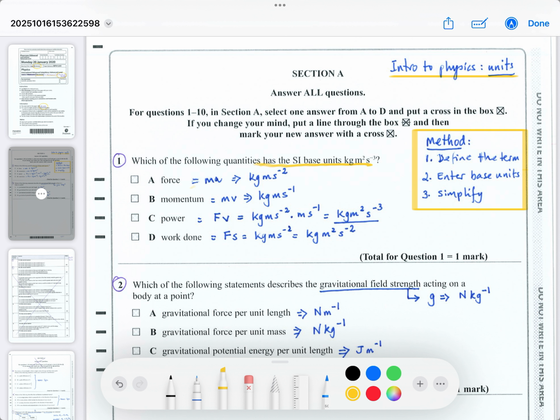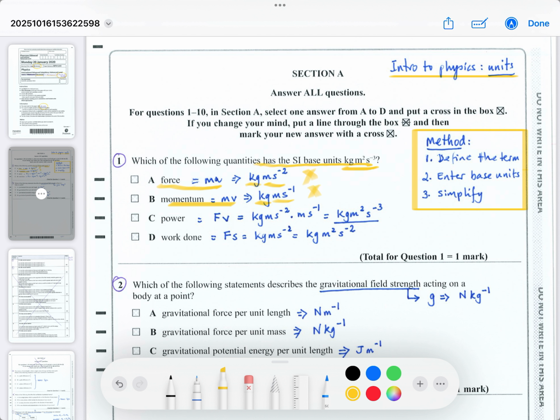So force is mass times acceleration, that's the definition. So once you've got the definition with an equation, mass is kilograms, acceleration is meters per second squared, so it doesn't equal this. So the first one is definitely wrong. Second one is momentum, which is mass times velocity. Mass times velocity is kilograms times meters per second, which again, these 2 are wrong.